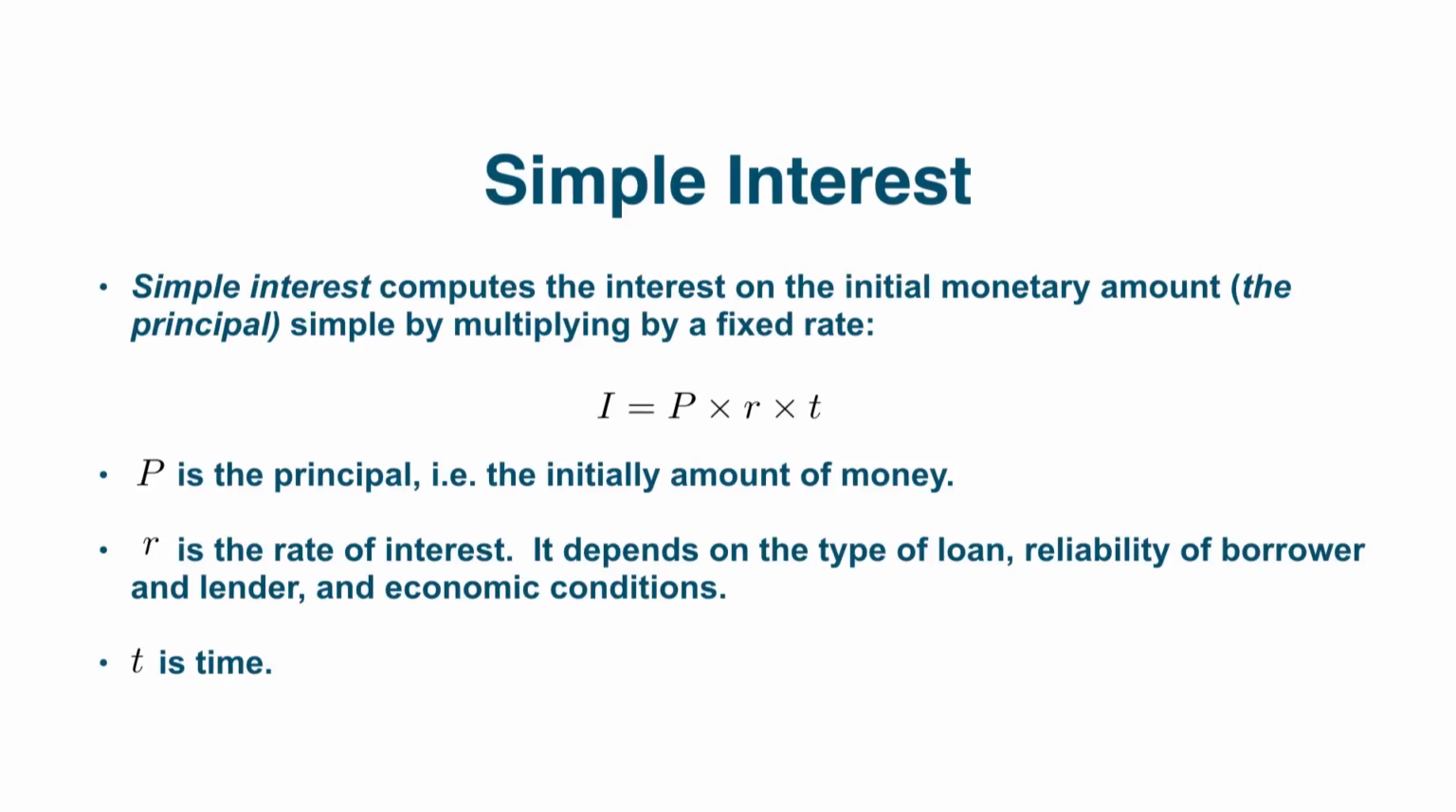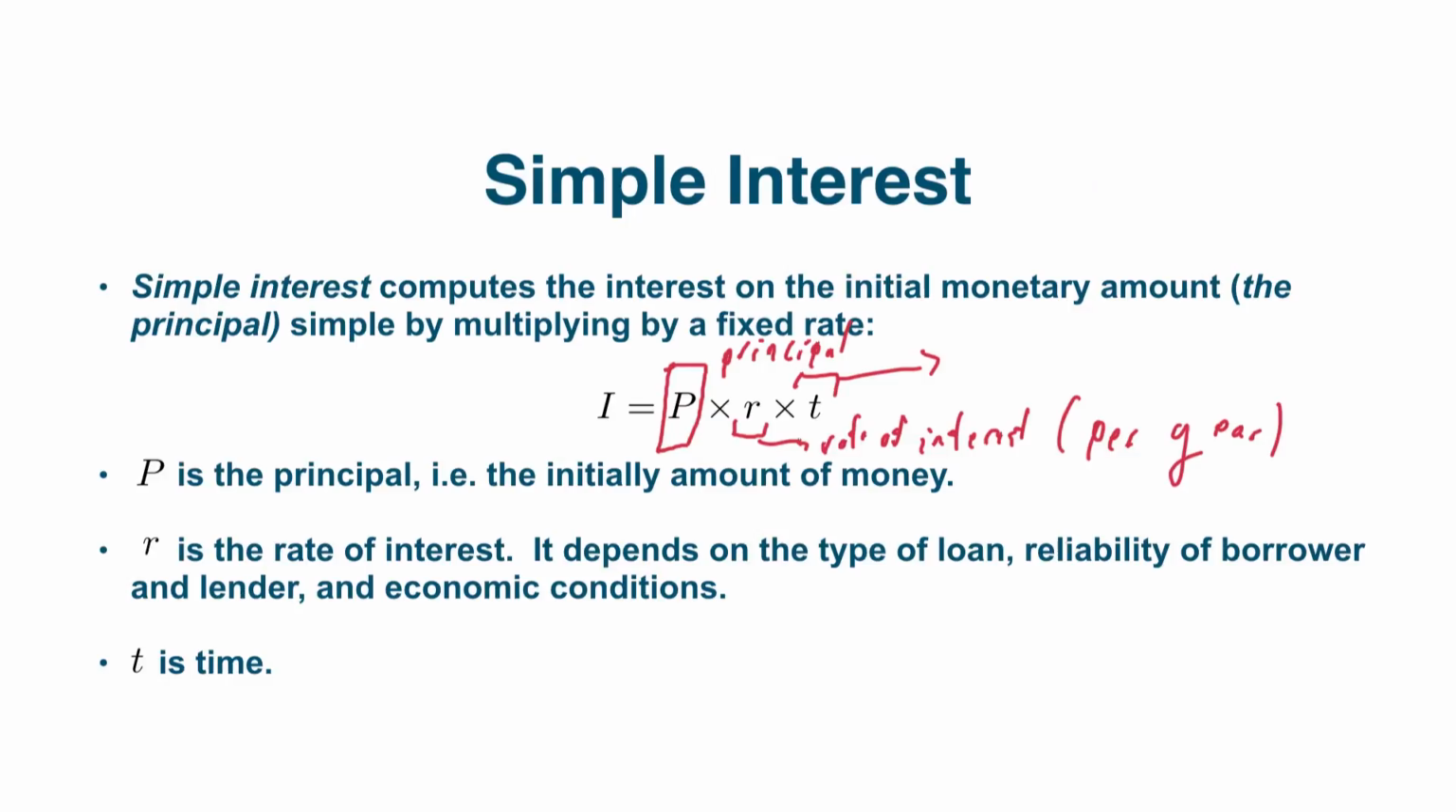We'll start with simple interest. Of course, it is simpler than the one which will come next. To do this, all you have to do is take your initial amount of money, called your principal, and multiply it by the rate of interest, R, which is typically a per year rate, and then also multiply by the amount of time you allow the borrower to hold your money.